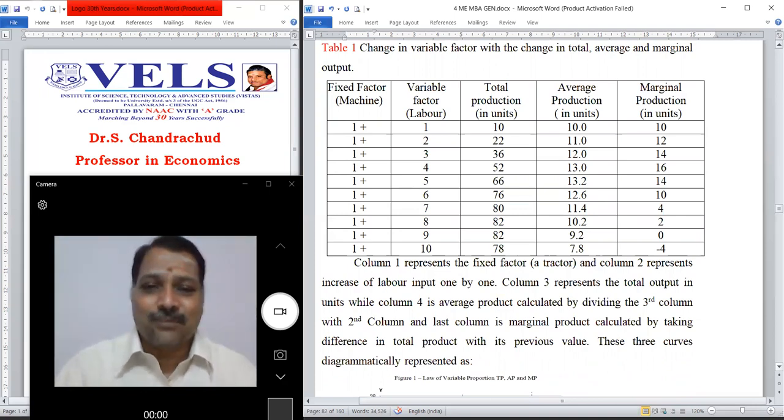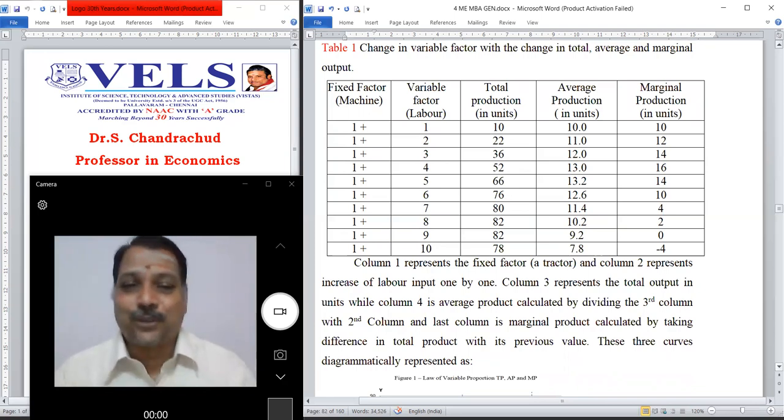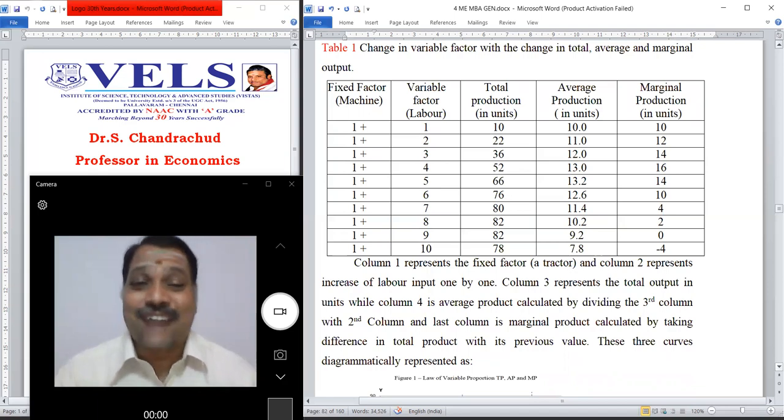Likewise, the third column gives the total output. Based on this total output, the average is calculated. Third column divided by second column is the fourth column. 10 divided by 1 is 10. 22 divided by 2 is 11. 36 divided by 3 is 12. So that is average product. Average is nothing but total output divided by number of inputs.